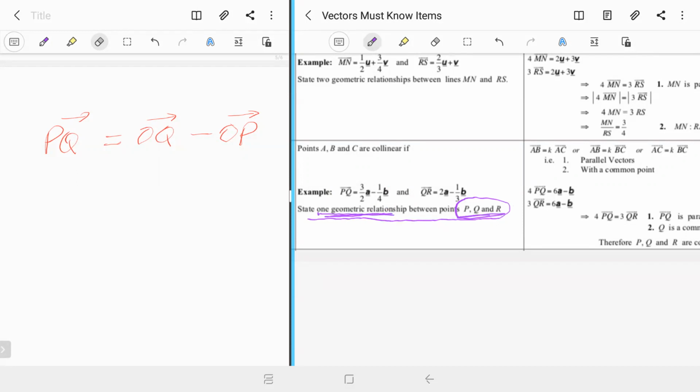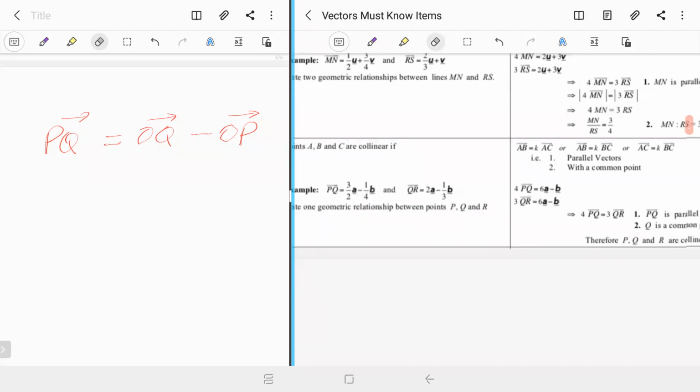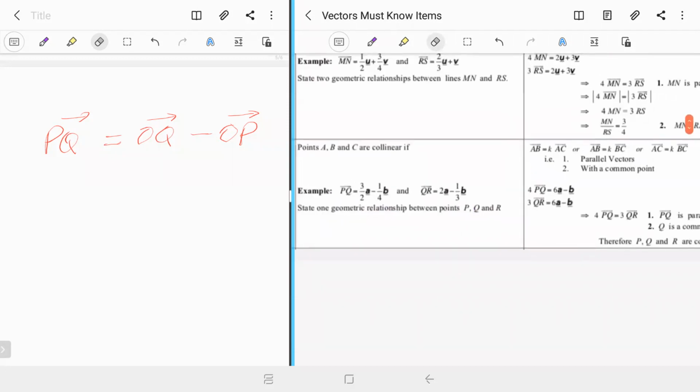but you have to show it. How do we show it? Show that you have parallel vectors with a common point. You have to show that this vector and this vector are parallel, and then now in this case, Q is going to be the common point, but you have to show it. What are the steps first to show that they are parallel? One, get rid of any fractions. So the first one, to get rid of fractions, I multiply it by 4.